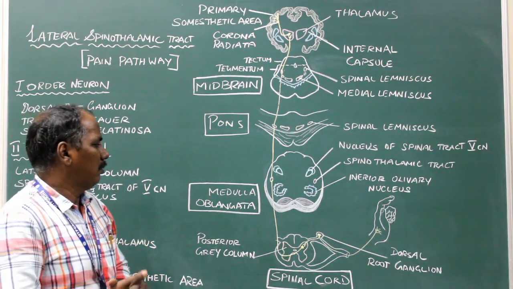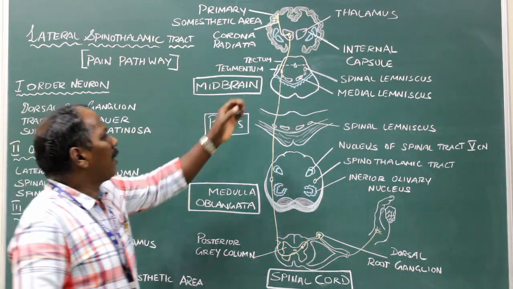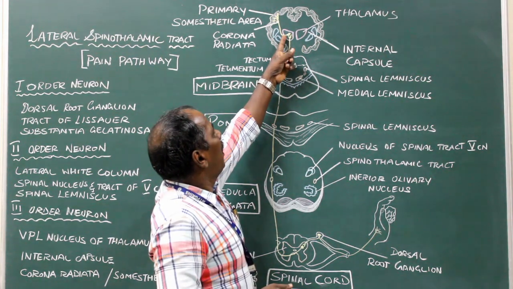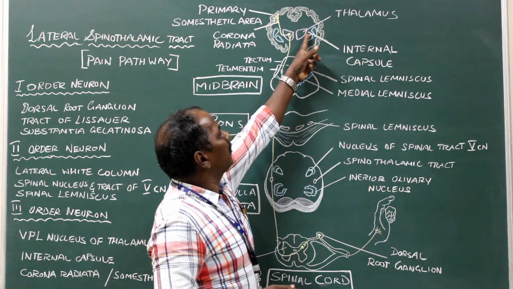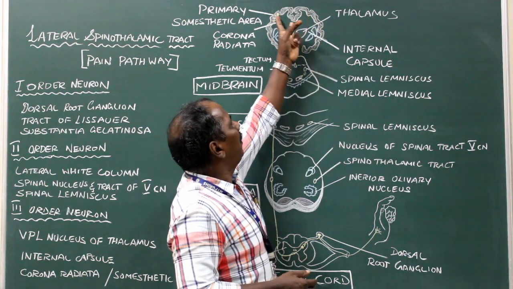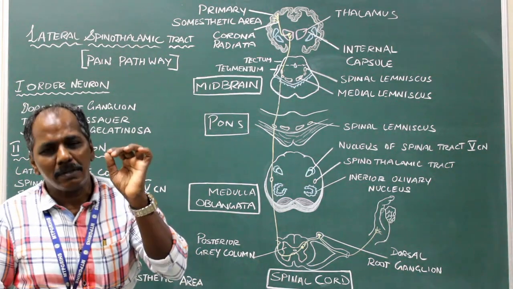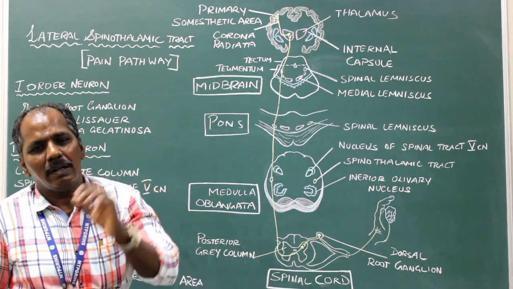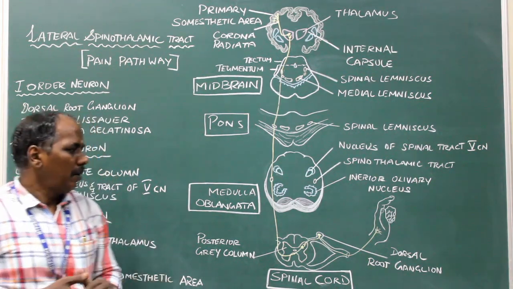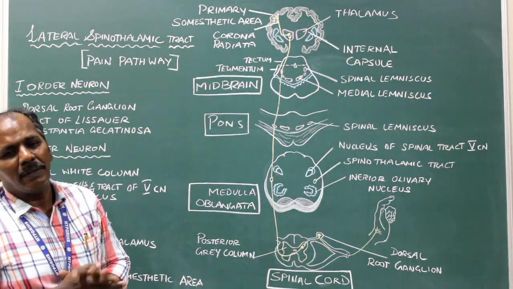Third order neuron. The axons of the third order sensory neurons arise from the ventral posterolateral nucleus of the thalamus and pass through the internal capsule, corona radiata, and finally reach the primary somesthetic area and secondary somesthetic area. It reaches the somesthetic area present in the postcentral gyrus of the cerebral cortex. So this is the origin, course and termination of the lateral spinothalamic tract.